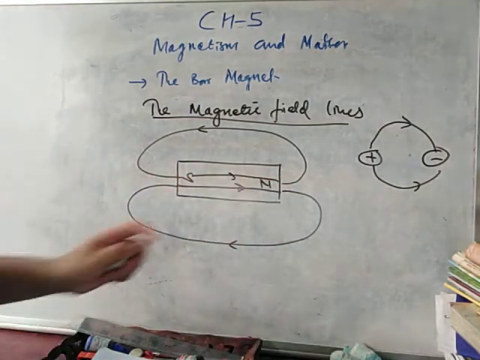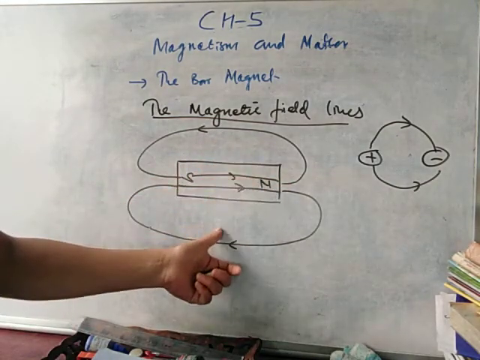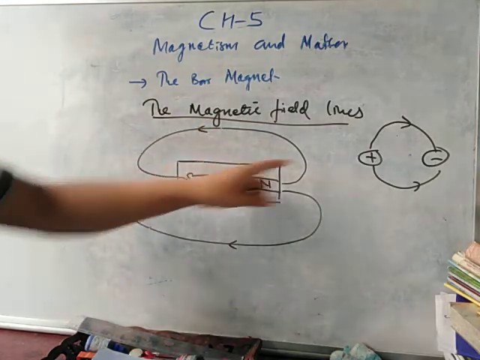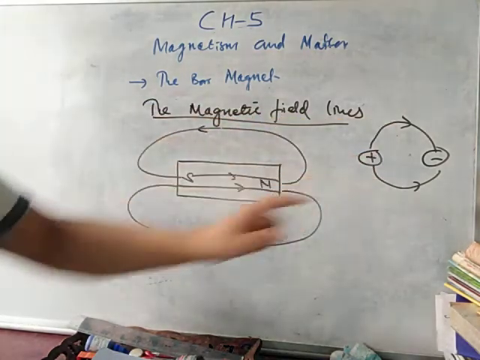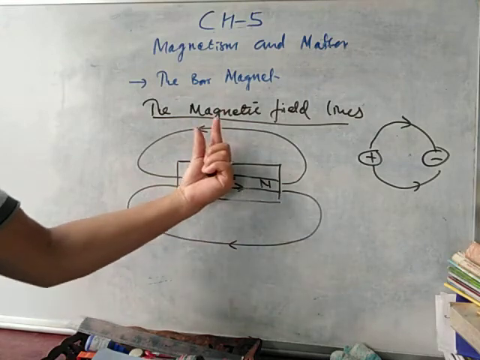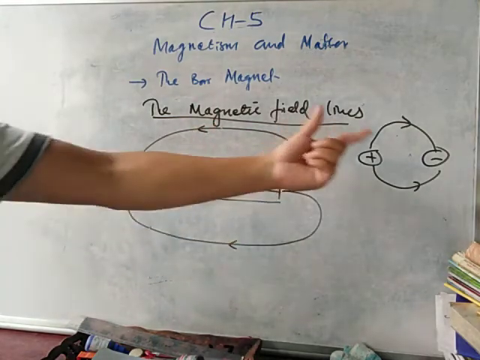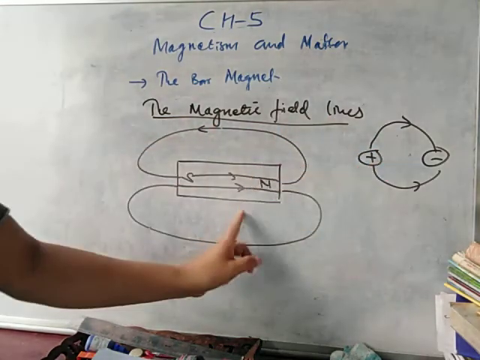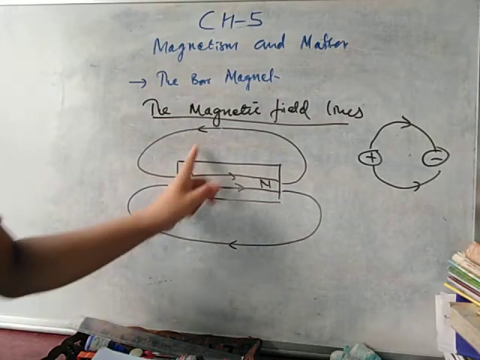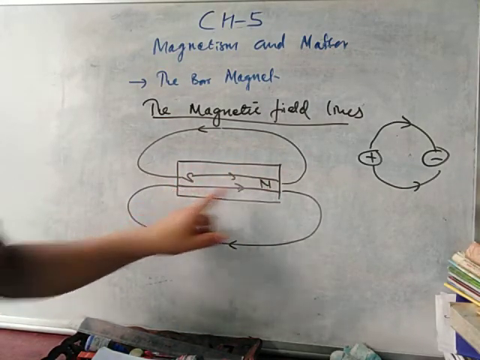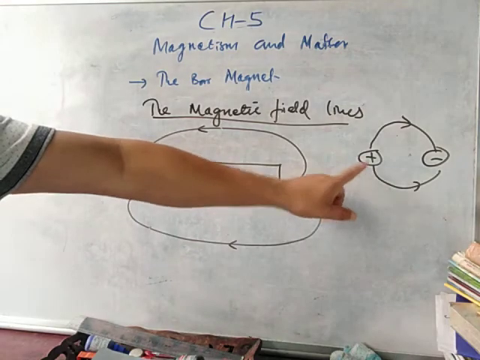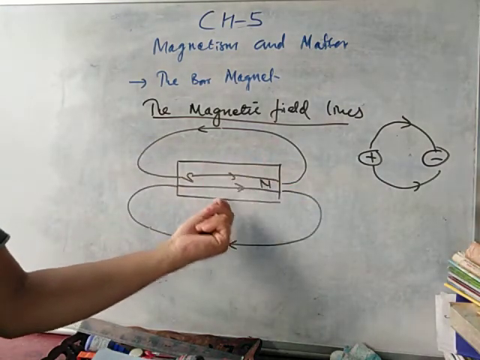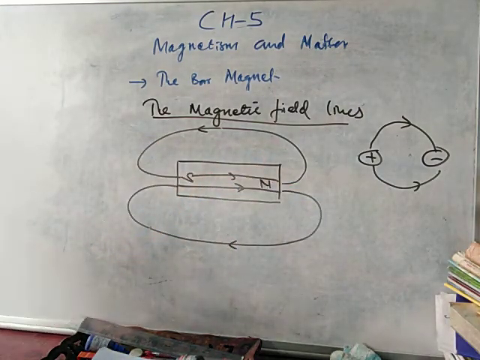These are called magnetic field lines, and these are called electric field lines. They may ask the difference between electric field lines and magnetic field lines. The difference is that magnetic field lines form closed loops, while electric field lines do not.